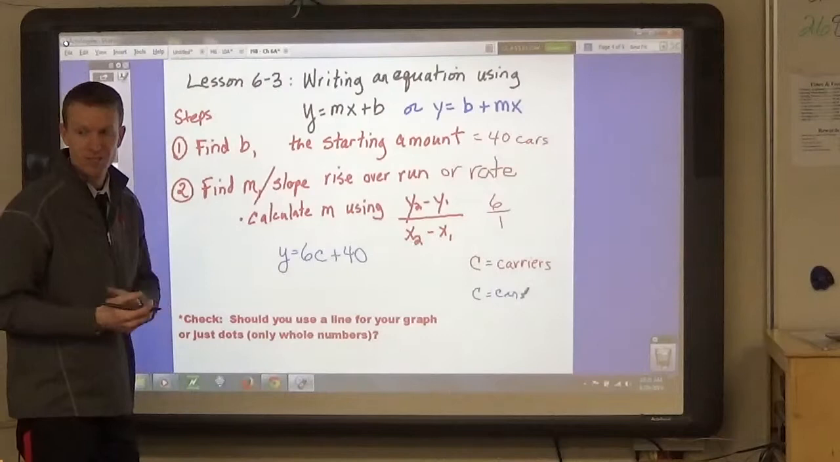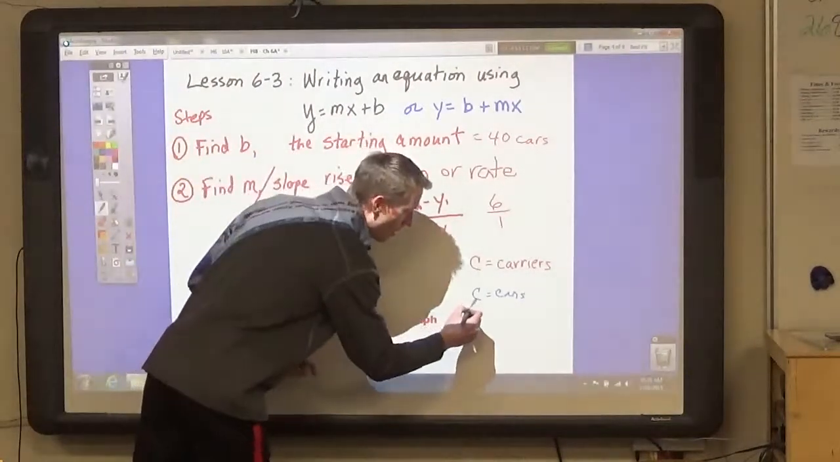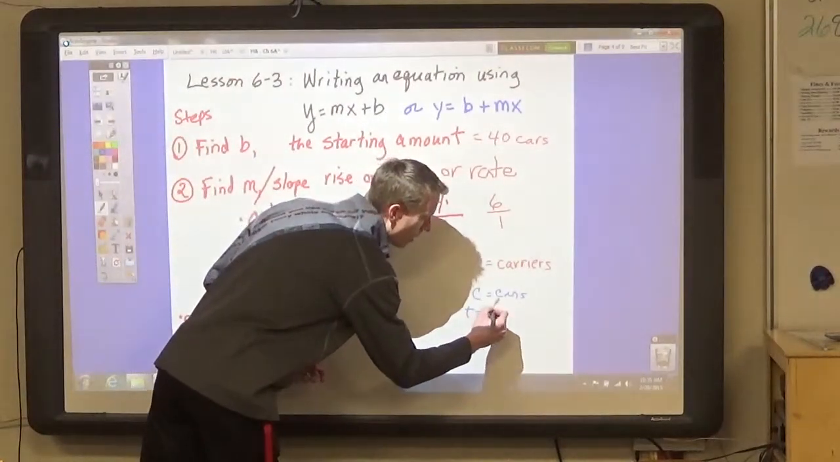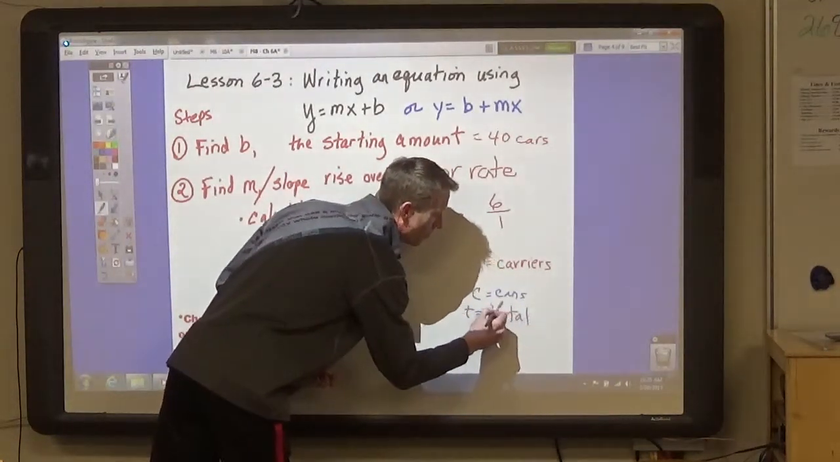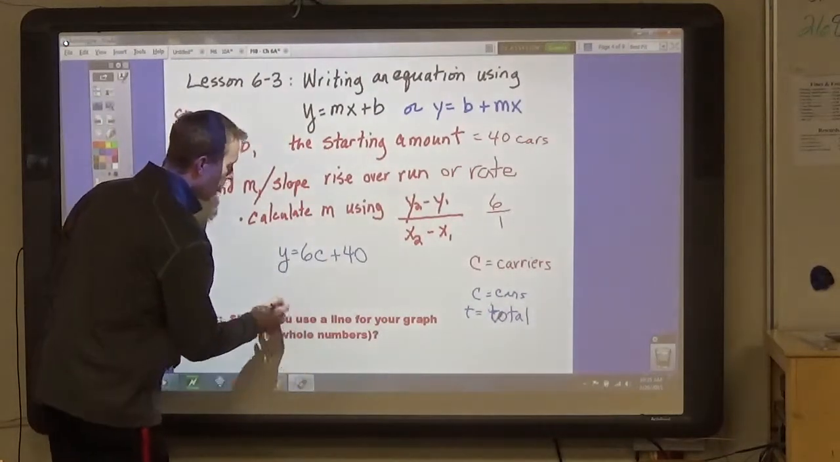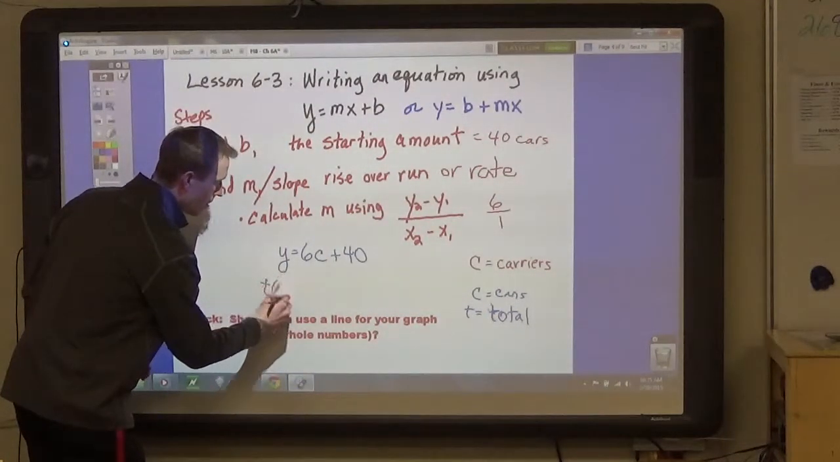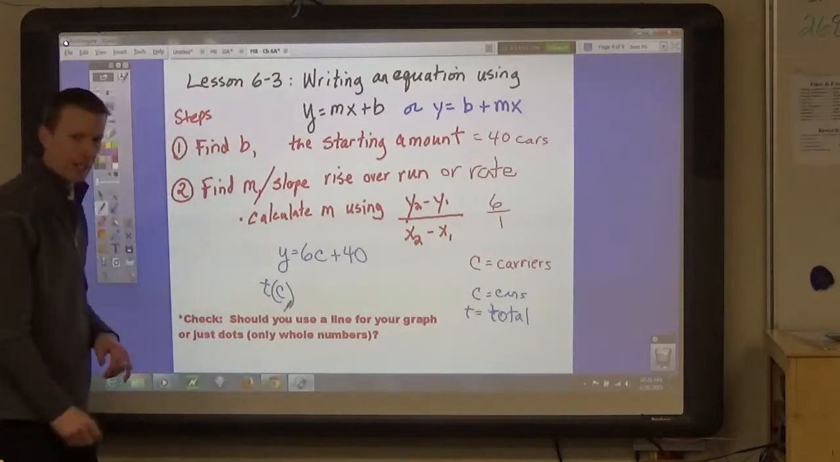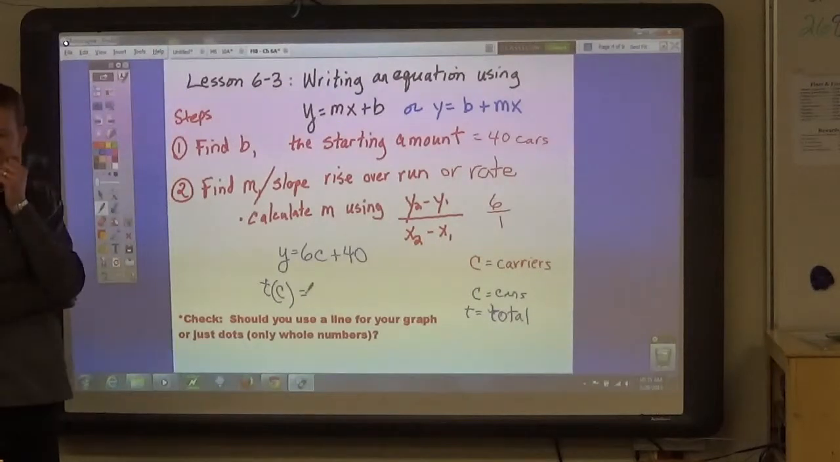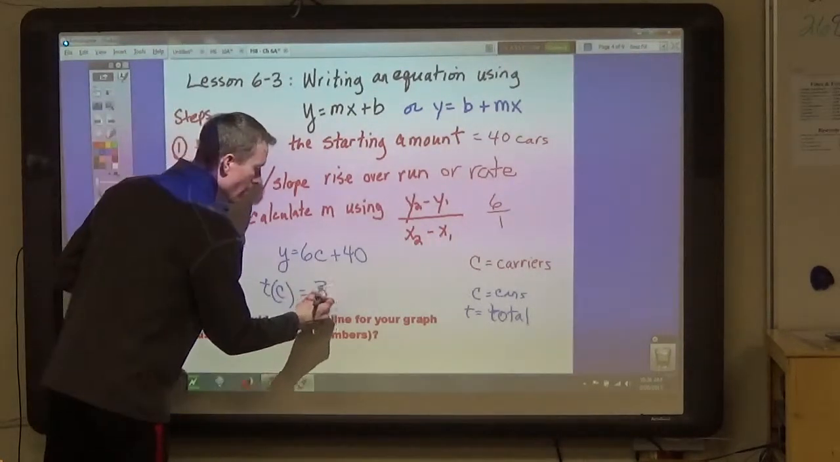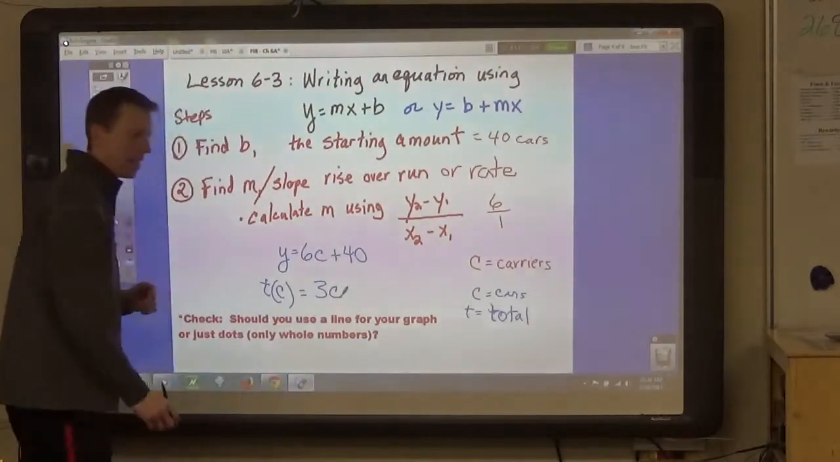T for total, or T for tennis balls? T for total. Okay, so then the total from the cans is equal to how many come in each can? Three per can, right?